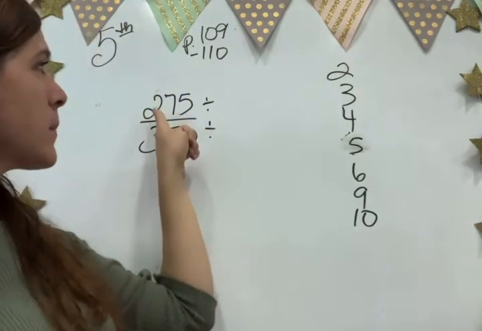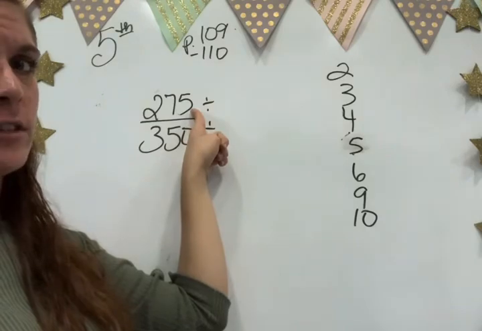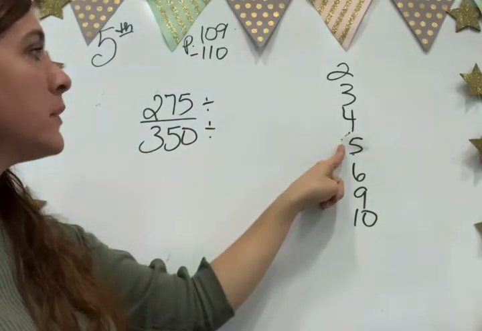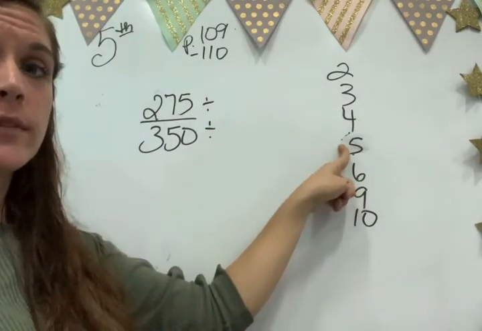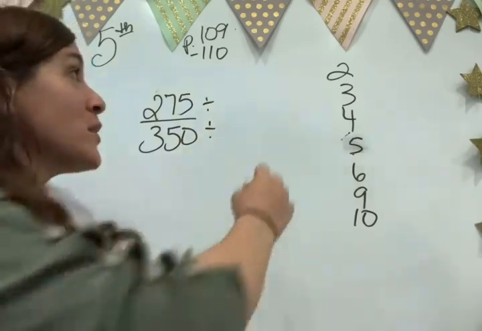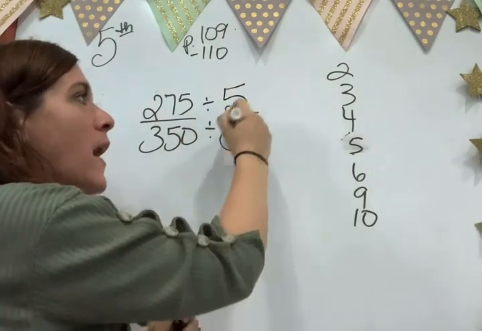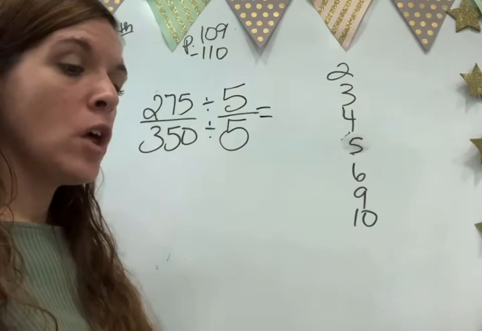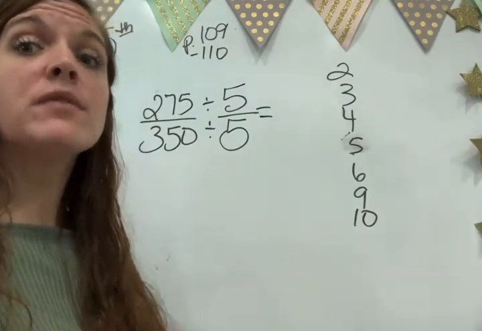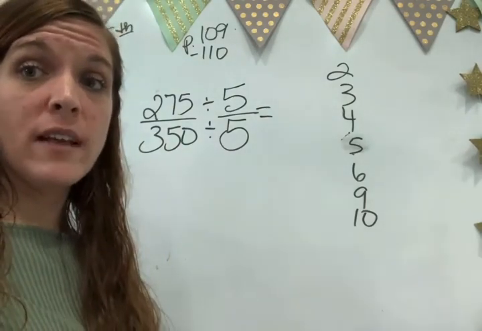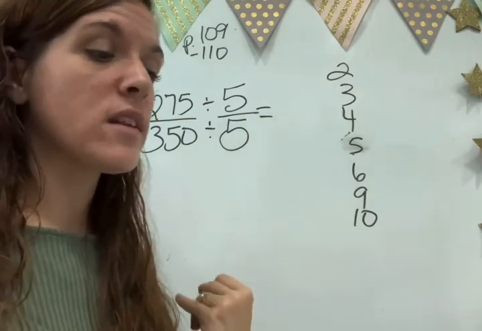Is this even? No. What about 5? It has to end in 0 or 5. Do these end in 0 and 5? Yes, they do. So divide by 5. Okay? Go ahead and just divide them by 5, and you'll get your answer. Okay? I'm going to tell you what to divide each one by.